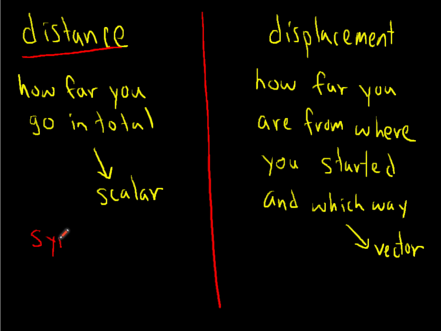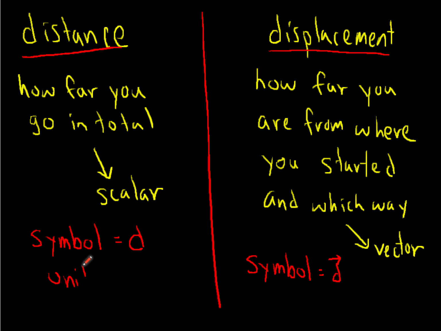Because distance is a scalar, the symbol is d just on its own. Displacement is a vector, so its symbol is d with a little arrow above it to show that it's a vector and that it's different from distance. The unit for both distance and displacement is the meter.